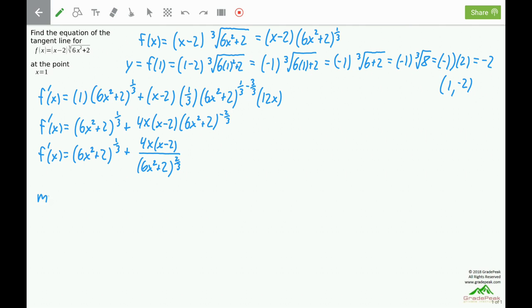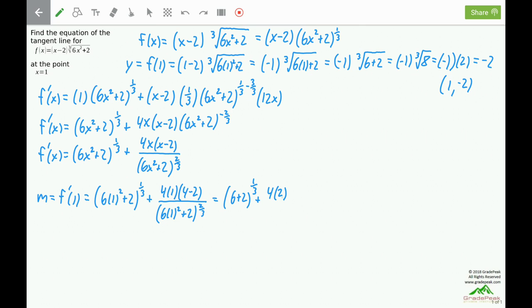So our slope is going to be f prime of 1. And that will be 6 times 1 squared plus 2 to the 1/3 power plus 4 times 1 times 1 minus 2 over 6 times 1 squared plus 2 to the 2/3 power. 1 squared is 1, times a 6 is a 6, so we have 6 plus 2 to the 1/3 power plus the numerator here will be 4 times 1, which is a 4, and then 1 minus 2 is a negative 1, over 6 times 1 squared, which is a 6, plus 2 to the 2/3 power.